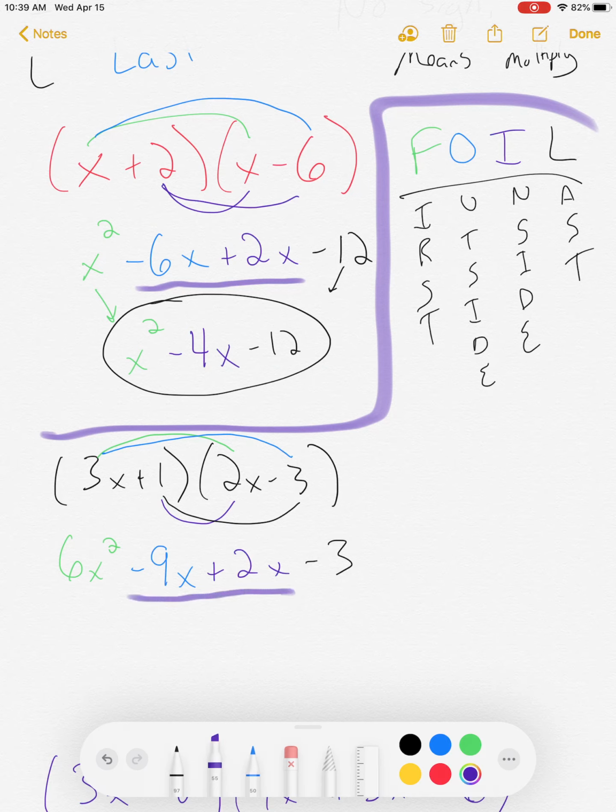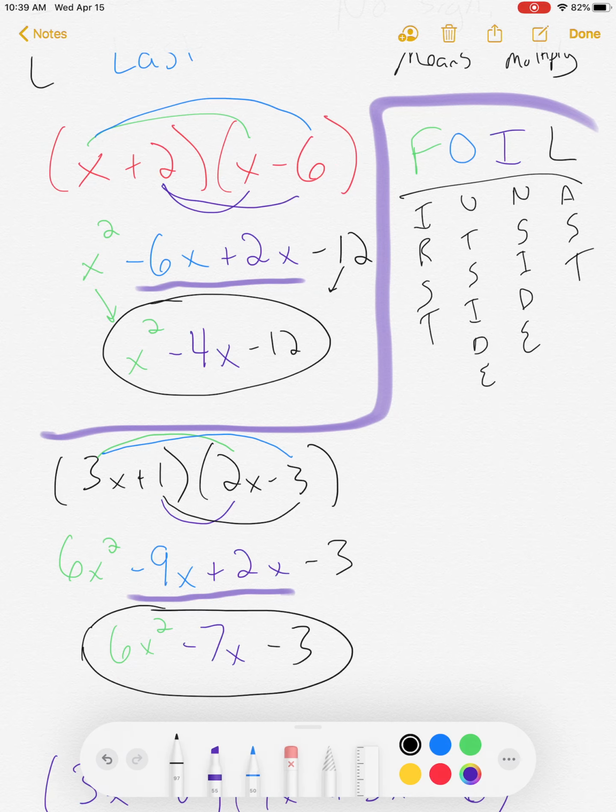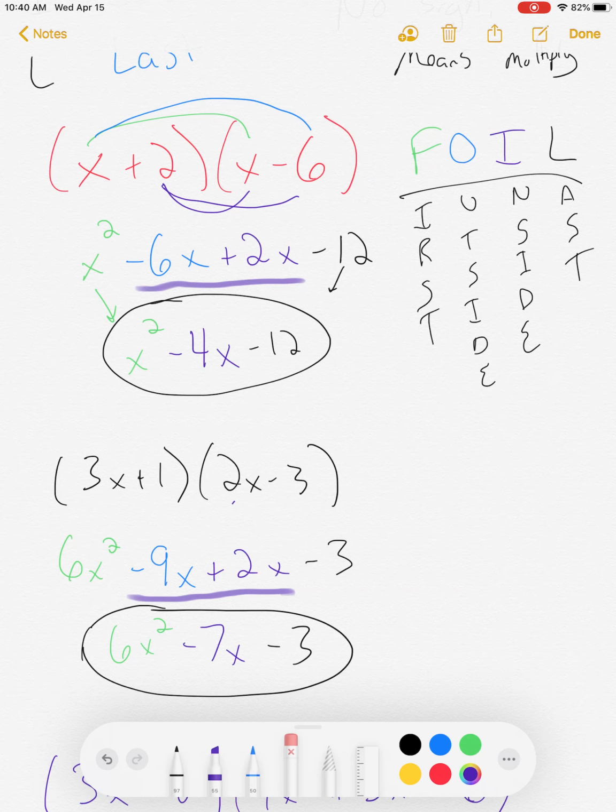And just like before, my two terms right here in the middle are like terms because they are the same variable. They're both x's, to the same degree, just x to the first power. So what is negative 9x plus 2x? In the middle there, you should get a minus 7x. My 6x squared in front drops down. My minus 3 on the back drops down. There is your final answer.